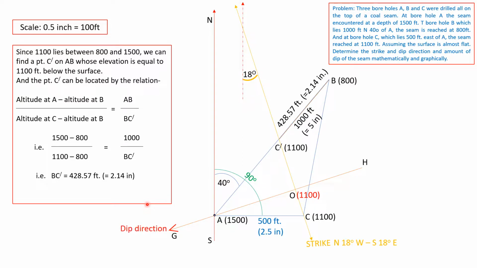Measure the reflex angle NAG, and the measured value is 252 degrees. That is, the dip direction of the coal seam is north 252 degrees.